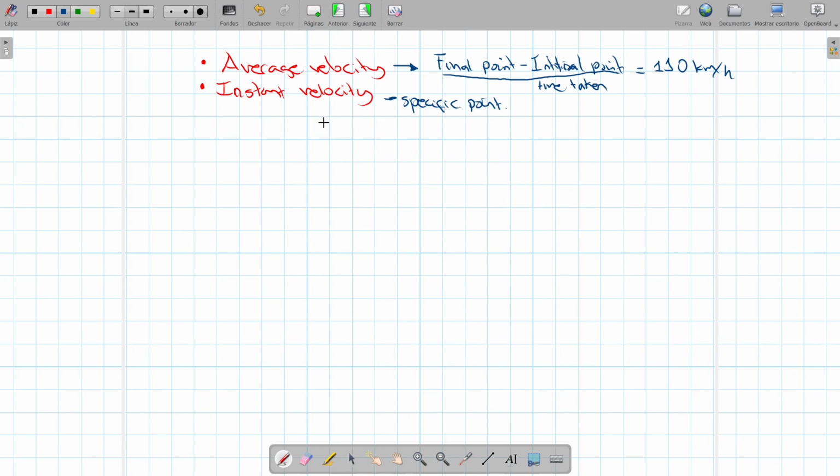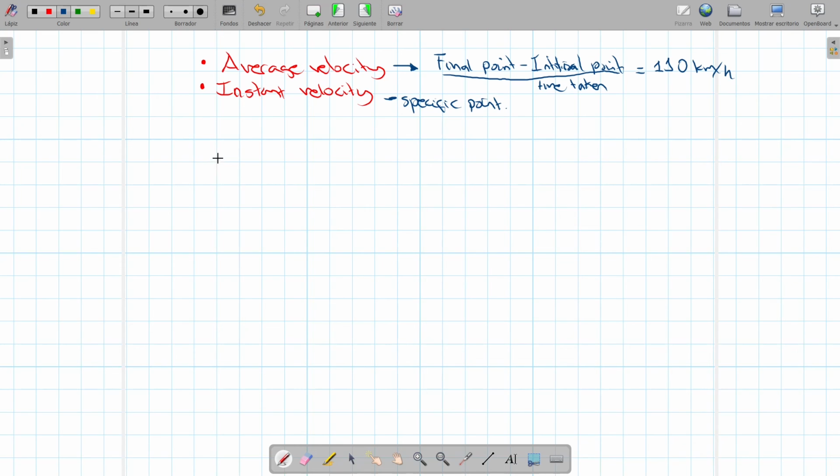So if we are looking exactly at what velocity we were going when we passed whatever town or into a tunnel or whatever, that instant velocity at that specific point of time and space, that's the instant velocity.